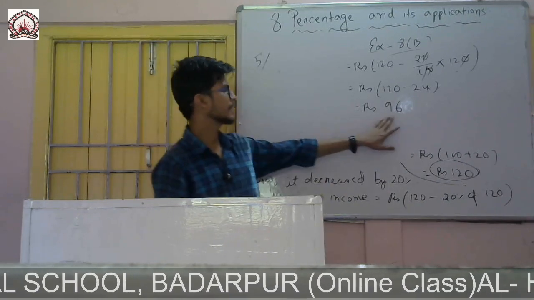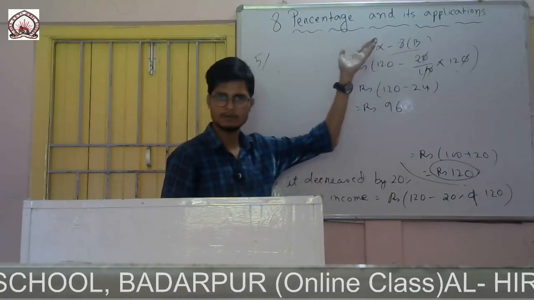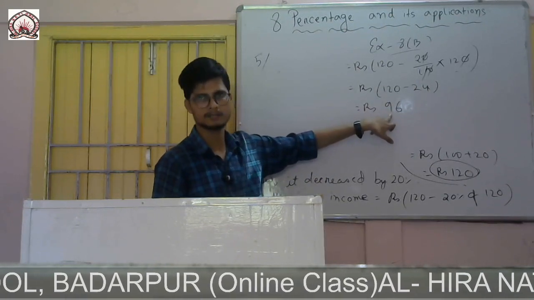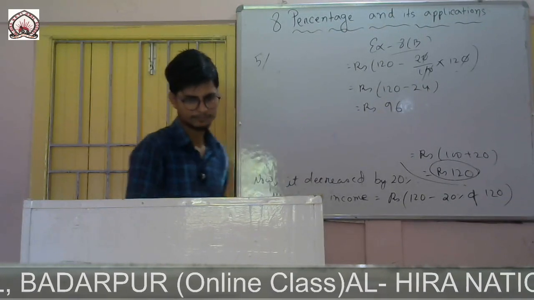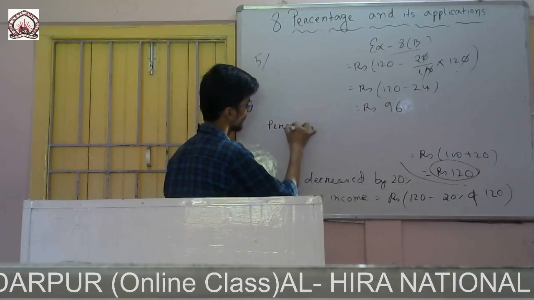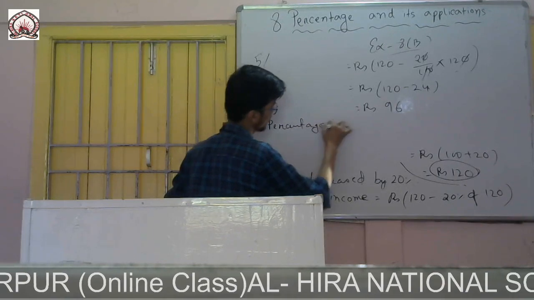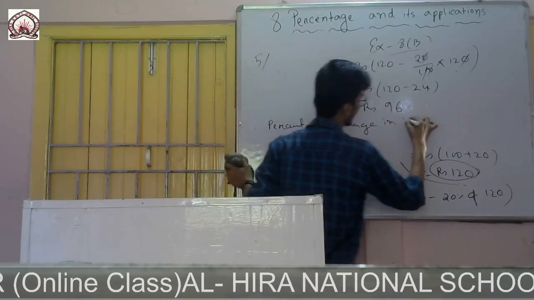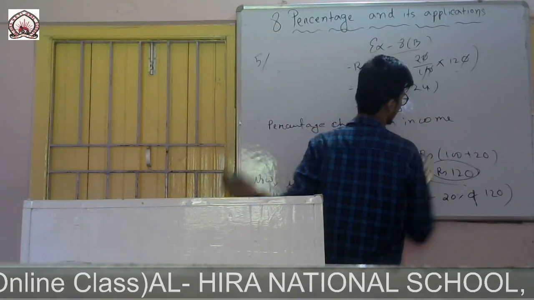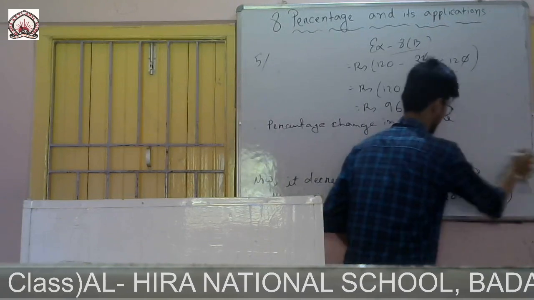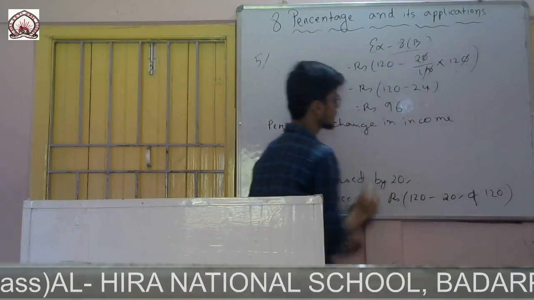So did it increase or decrease? It decreased. First of all, I have taken it as 100, so from 100 it came to 96. That means it decreased. Okay, so you write, therefore, percentage change in income. You will find the percentage change in income.